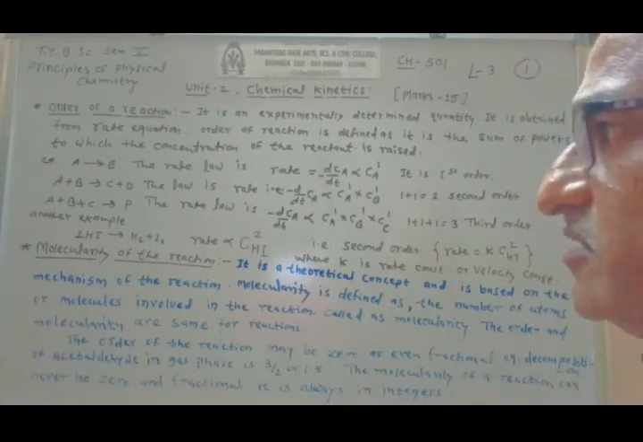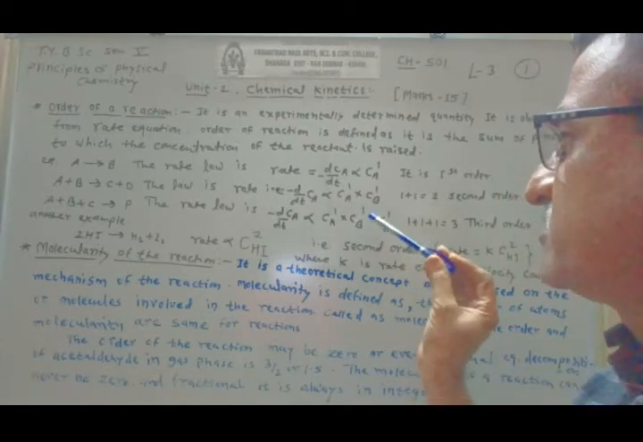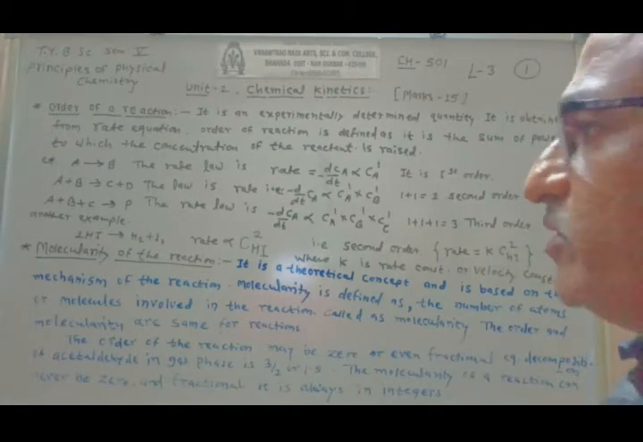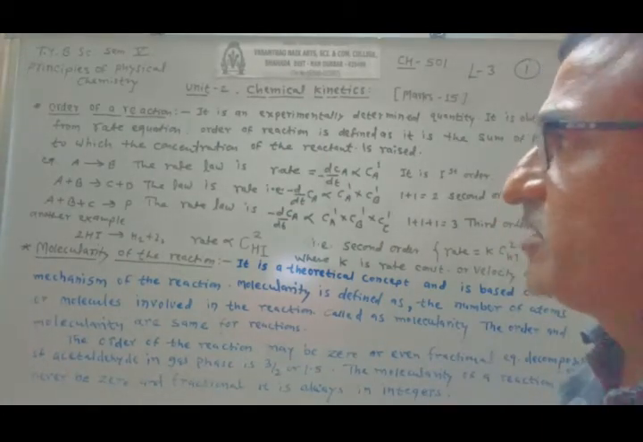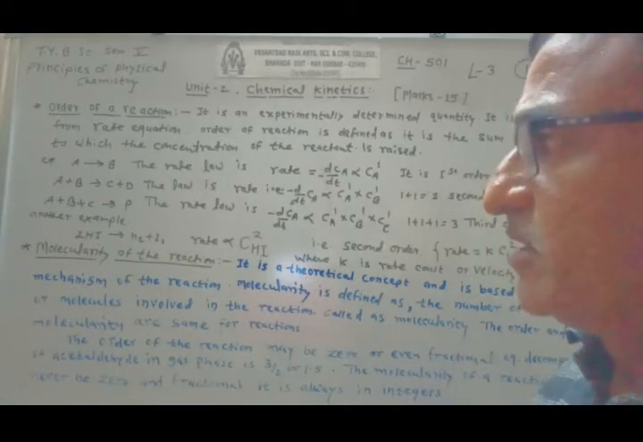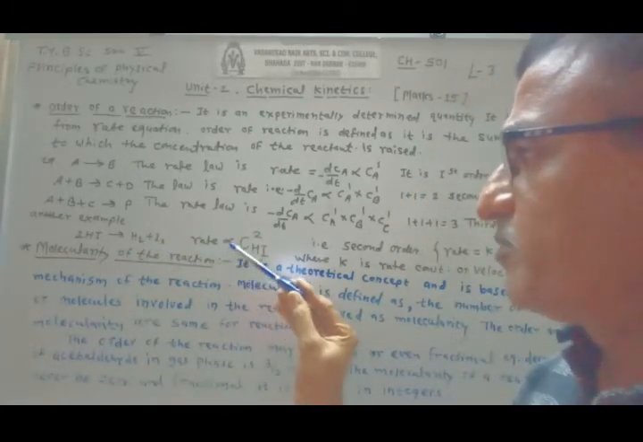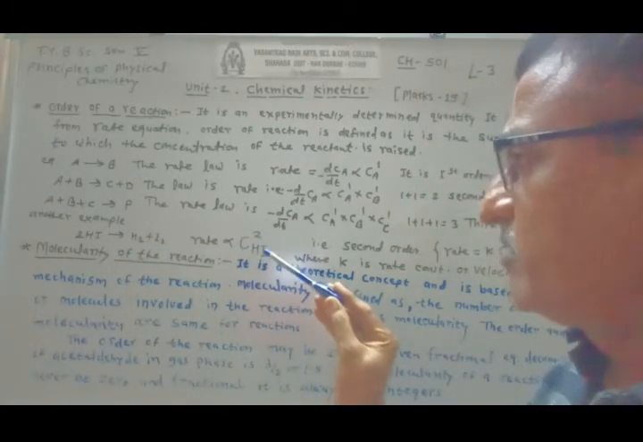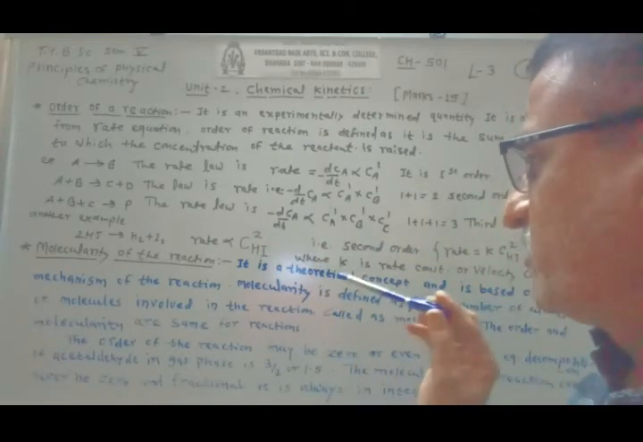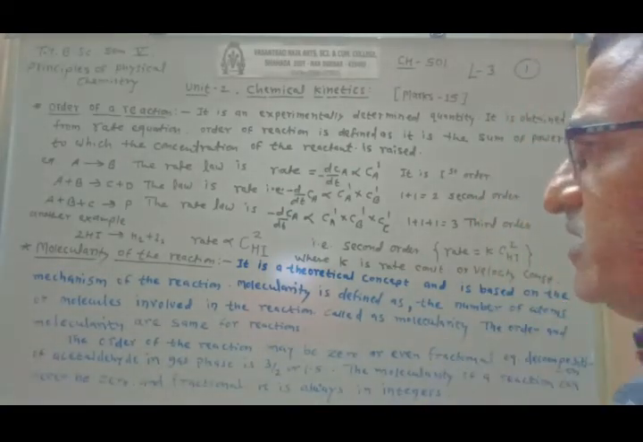So the sum of powers of the reactant concentration terms is called the order of the reaction. In this way we can calculate the order of the reaction. It is an experimentally determined quantity. Another example is 2HI gives H2 plus I2. Rate is proportional to the concentration of HI raised to 2. That is, it is a second order reaction, where K is the rate constant or the velocity constant for the reaction.